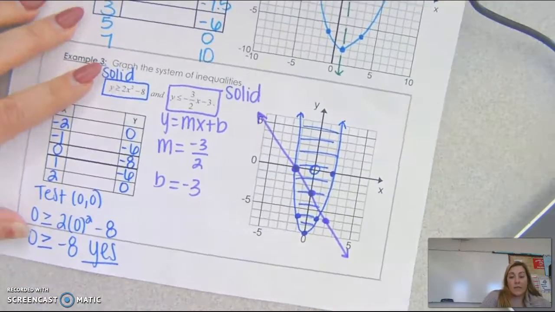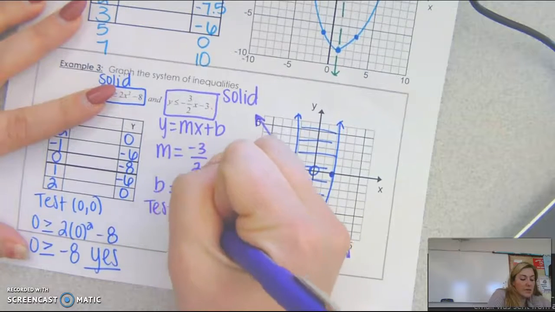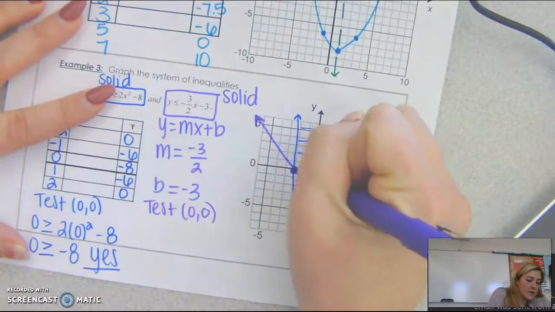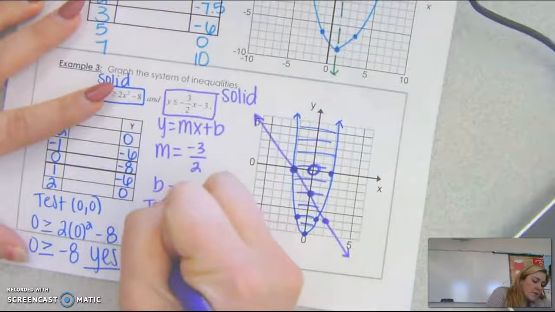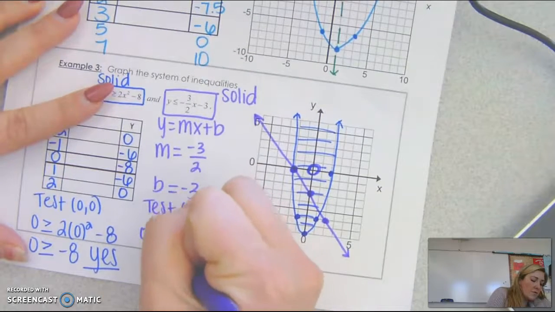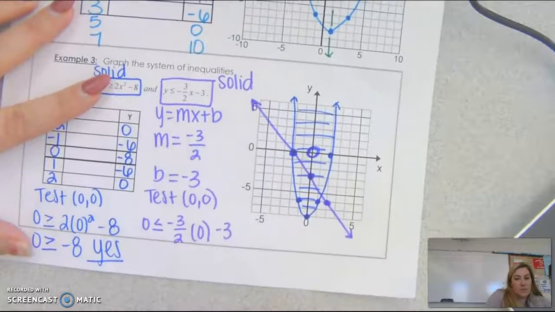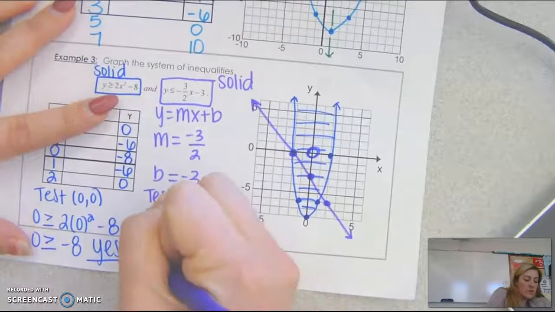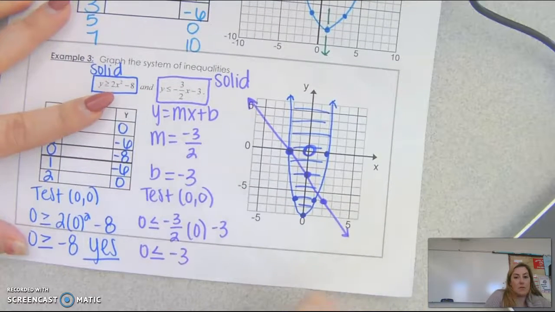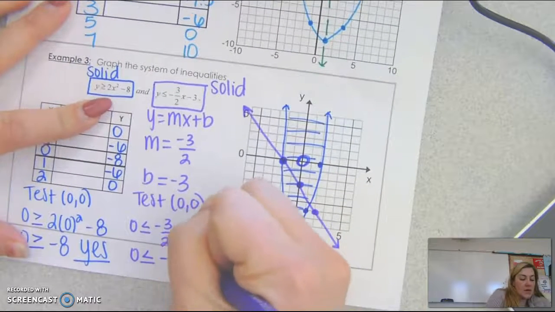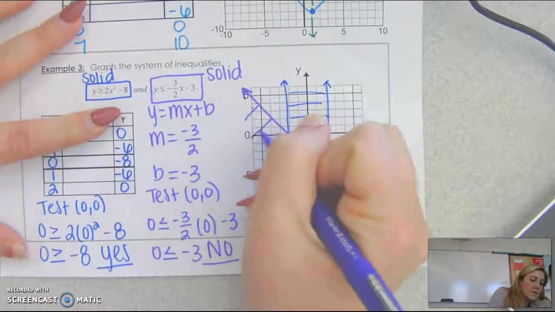And now again, I need to decide where I'm going to shade, so I'm going to test (0, 0) again, that's right here. So I have 0 is less than or equal to negative 3 over 2 times 0 minus 3. So is 0 less than or equal to negative 3? That is a no. So I'm going to shade away from (0, 0).